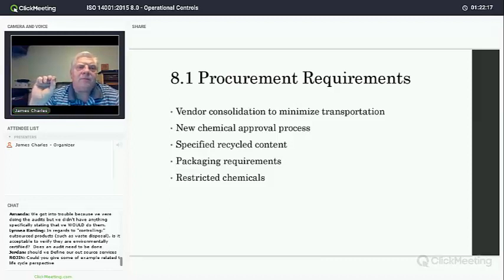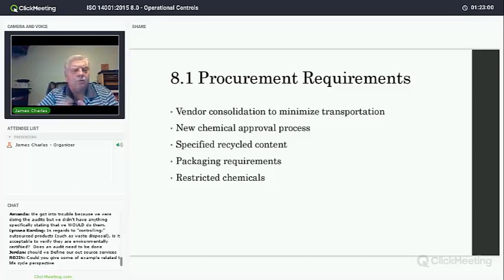Procurement requirements, again, take a look at the people that we decide to do business with. Once we decide to do business with somebody, that's the time when we can really influence the environment by choosing to do work with responsible companies. So many companies are looking at a vendor consolidation because they want fewer shipments transported to their site. So if I can deal with 15 vendors instead of 50, that means that there would be potentially less deliveries of products to my facility, less impacts from the transportation of these materials.